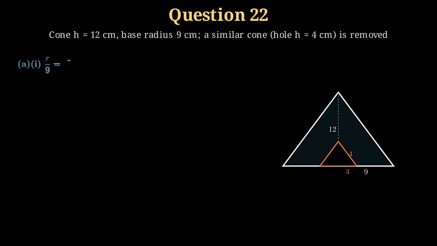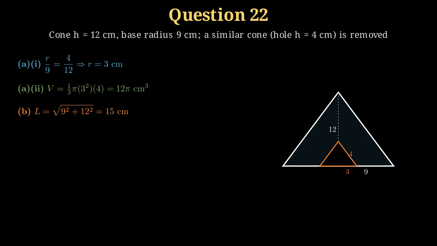Here's a cross-section. The big triangle is the full cone, and the small triangle scooped out of the base is the hole. Part 1. Because the small cone is similar to the big one, their measurements are in the same ratio. So r over 9 equals 4 over 12, which gives the hole's radius as 3 centimeters. Part 2. The volume of the small cone removed is 1/3 pi r squared h, 1/3 pi times 3 squared times 4, which is 12 pi cubic centimeters.